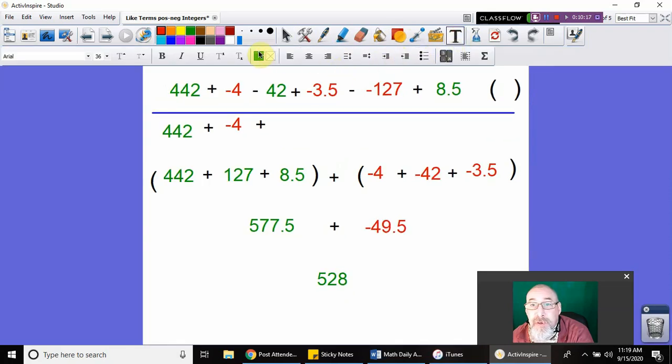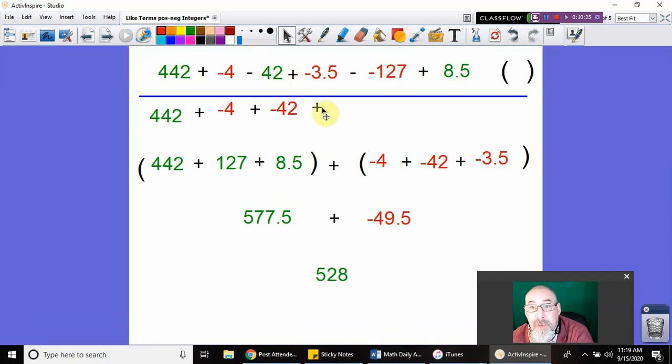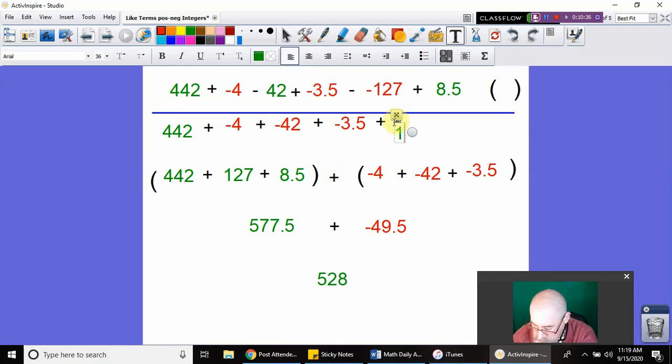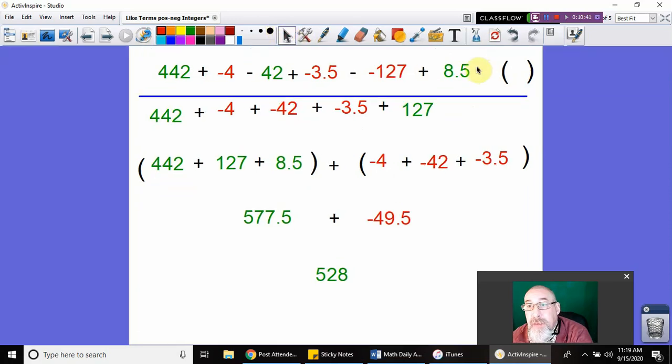So that's going to become negative 42. Add, that stays the same. Adding the opposite of negative 127 is a positive 127. And then this guy stays the same. So there's that missing line, so you can see how we got to each step.